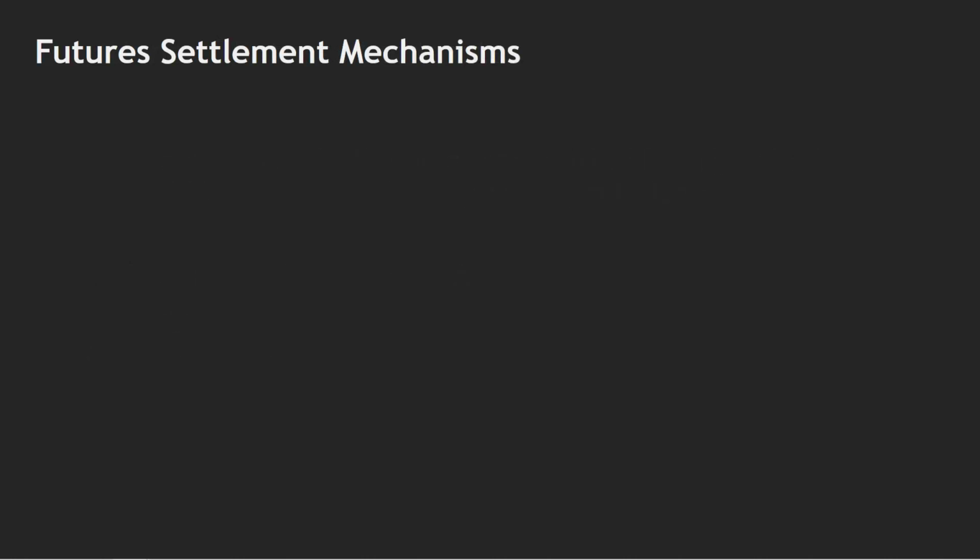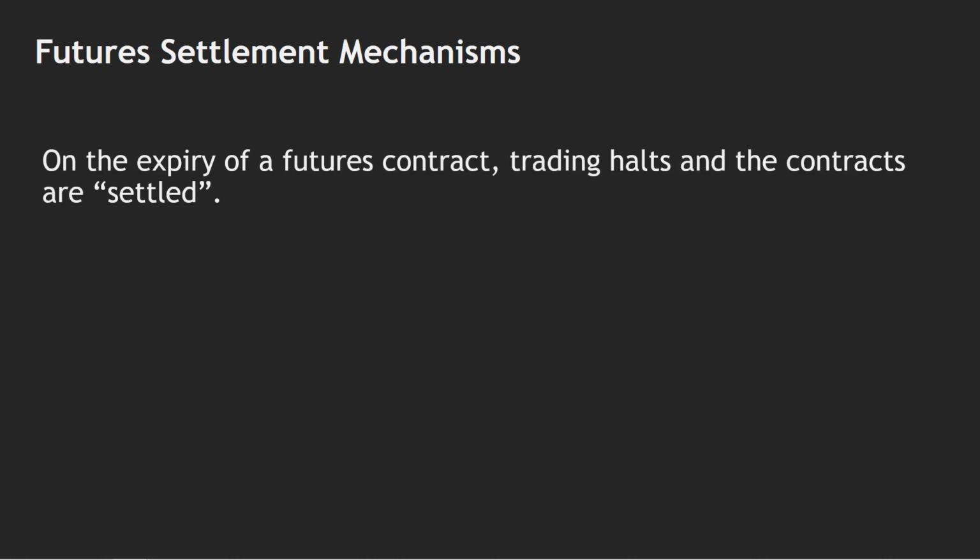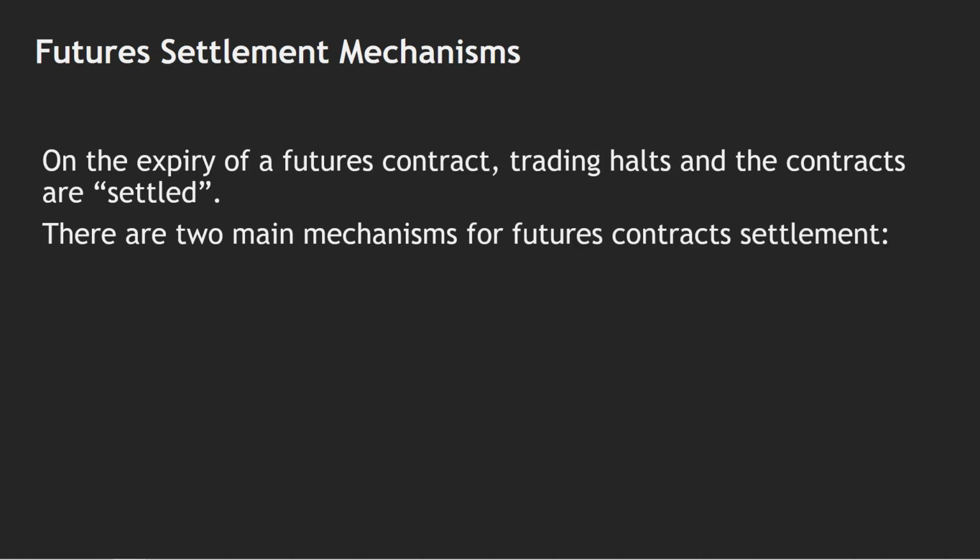Futures settlement mechanisms. The expiration date of a futures contract is the last day of trading for that contract. After that, trading activities are halted and the contracts are settled. There are two major mechanisms for futures contract settlements. One, physical settlement. In this kind of settlement, the underlying asset is exchanged between the two parties, buyer and seller, at a predefined price. The party that was short or sold has the obligation to deliver the assets to the party that was long or bought.